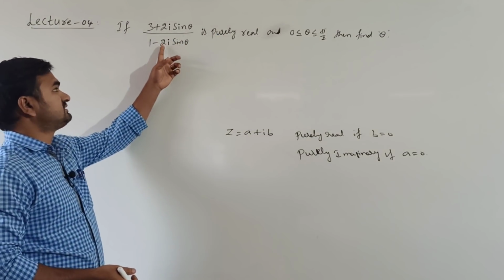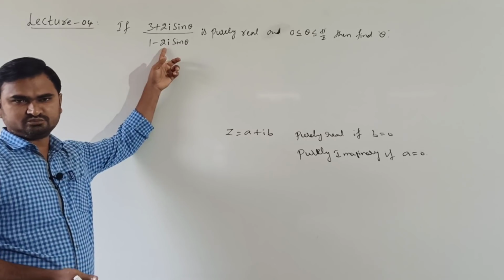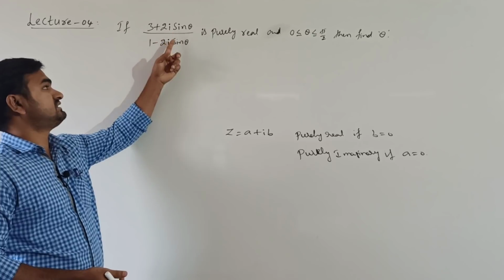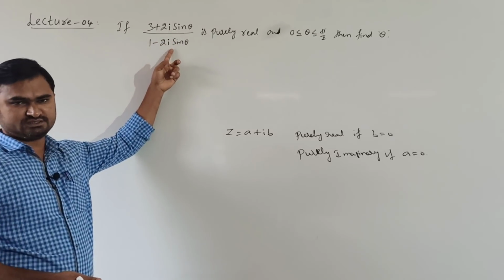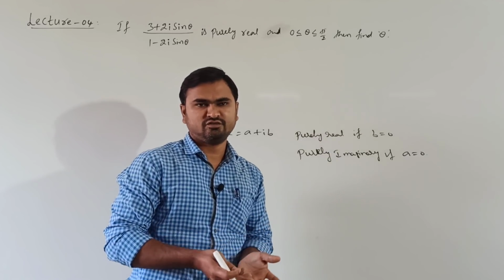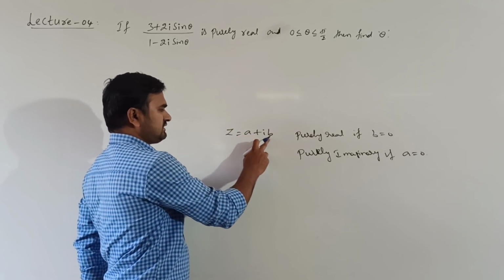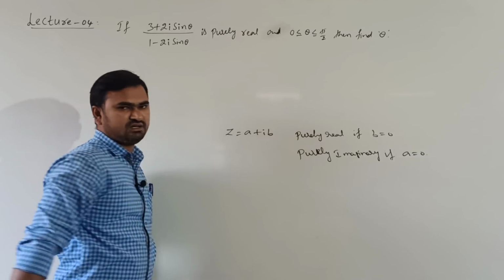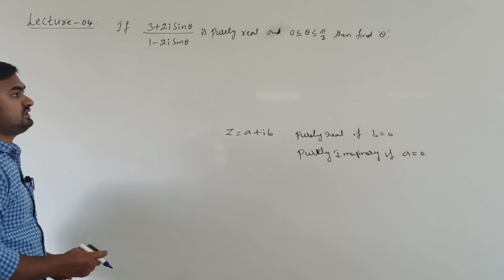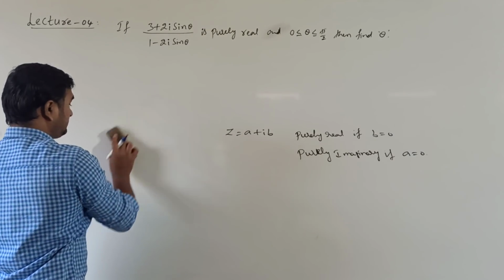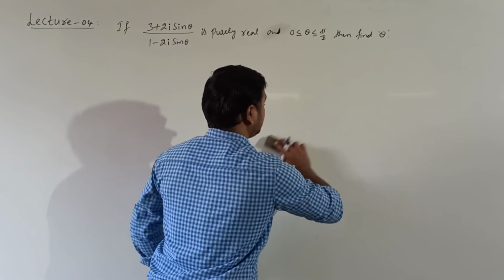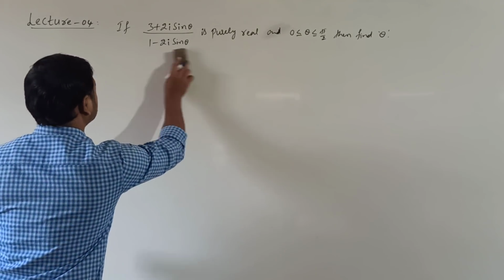Now is the complex number in the form of a plus ib? No. So directly we cannot take the imaginary part as only sin theta here or only sin theta here. So first simplify the given complex number into the standard form a plus ib, then only we can take purely real or purely imaginary. Most of the calculations will be done only by converting the given complex number into the standard form. So let us take the given complex number as z.